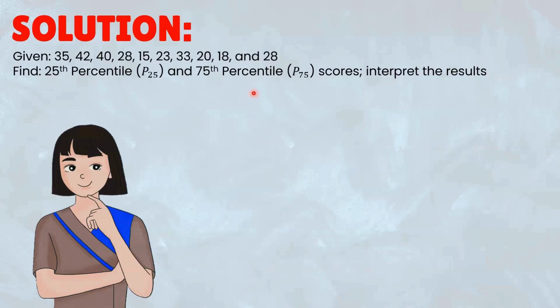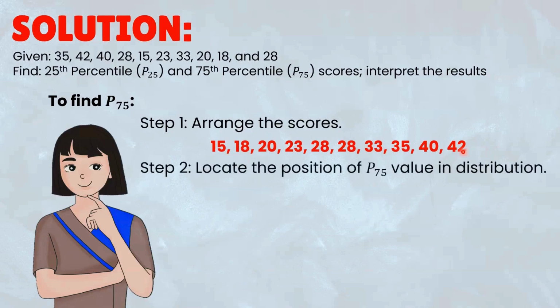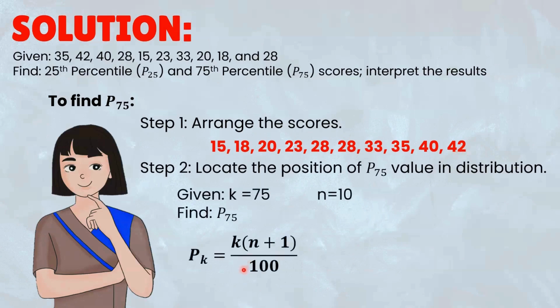Next, we look for the value of percentile 75. Step 1, we arrange the values in ascending order. We have again 15 as our lowest score and 42 as our highest score. Then we locate the position of the percentile 75 value in the distribution using our formula. So we have our formula here. We're looking for percentile 75, so K is therefore equal to 75. And N is equal to 10 because we have 10 values in our data set.